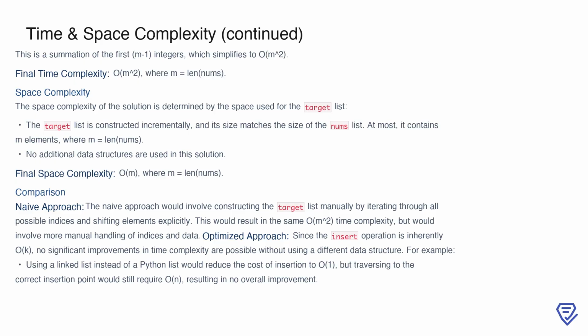The key difference is that the use of Python's built-in insert method achieves the same result more efficiently in terms of implementation, though it doesn't reduce the time complexity. Even with optimizations, such as using a linked list instead of a Python list, the overall time complexity wouldn't change. While insertions in a linked list would be O(1), traversing to the correct insertion point would still require O(n), maintaining the same m squared complexity.